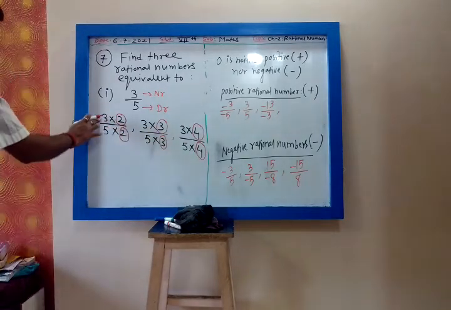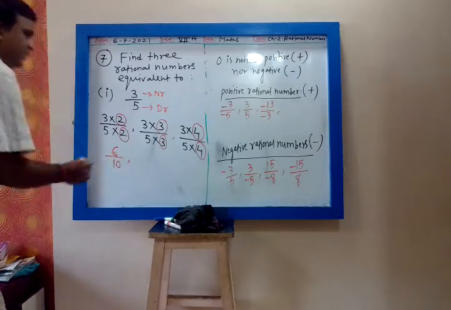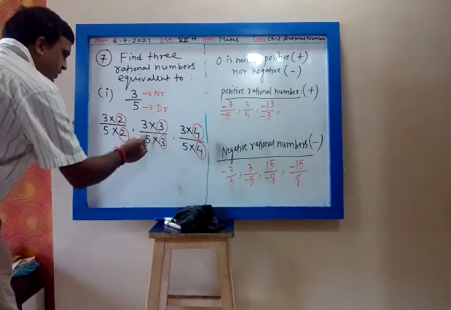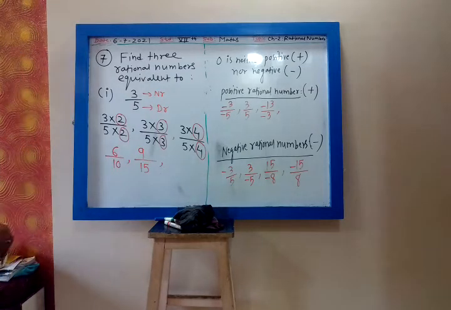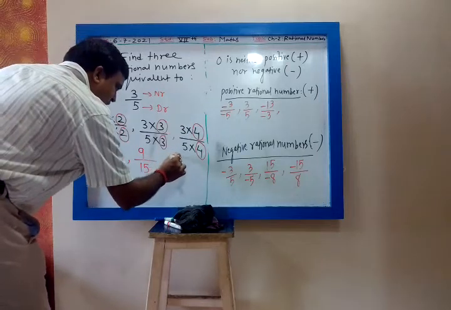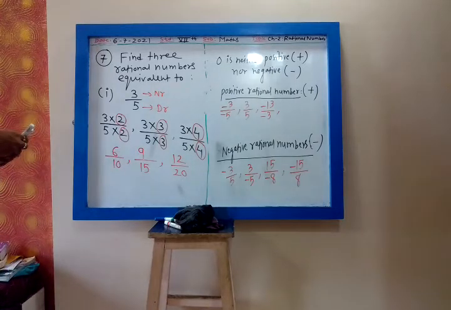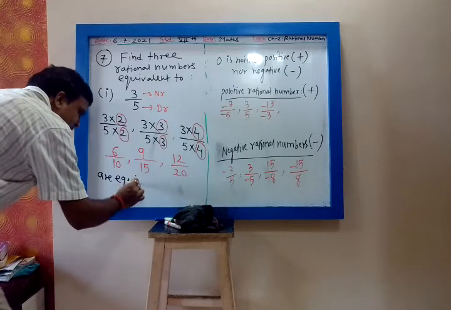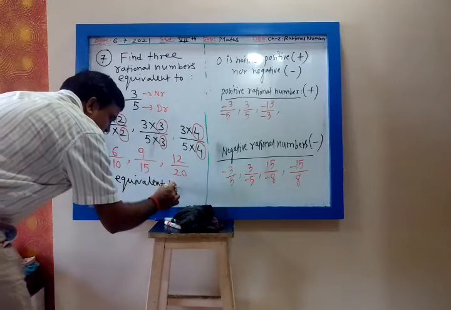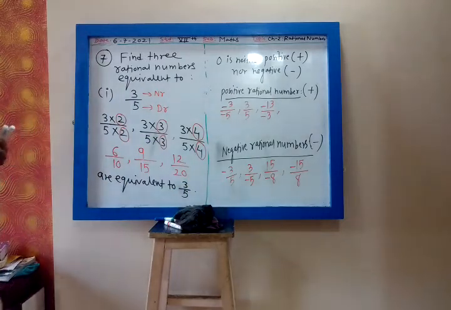Let us see. 3 2s are 6, 6 upon 5 2s are 10. This is my first rational number. Then 3 into 3, 9 upon 5 3s are 15, 9 upon 15. Then 3 4s are 12, upon 5 4s are 20. So these three rational numbers are equivalent to 3 upon 5. Is it clear?